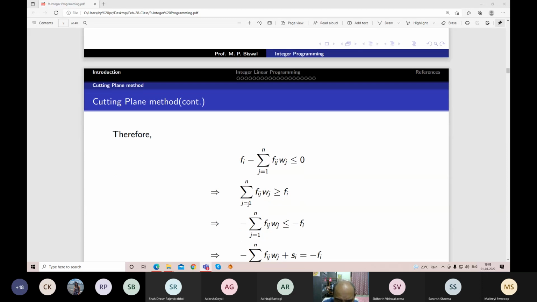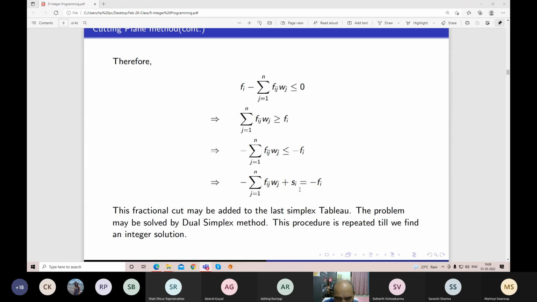If you simplify, we get this type of constraint, and this generally appears in the dual simplex method. So we use the dual simplex method after finding the cutting plane. You can write this as minus the summation over j from 1 to n of fij wj less than or equal to minus fi, where fi is purely a fractional part. We add a slack variable si. The right hand side is negative, so it looks like the problem is infeasible, but it is not. This is the condition for the dual simplex method, so the problem can be solved using the dual simplex method. This procedure is repeated until we find an integer solution.